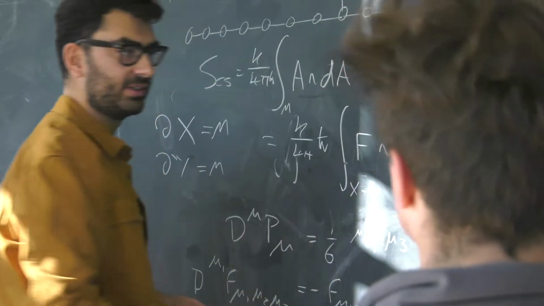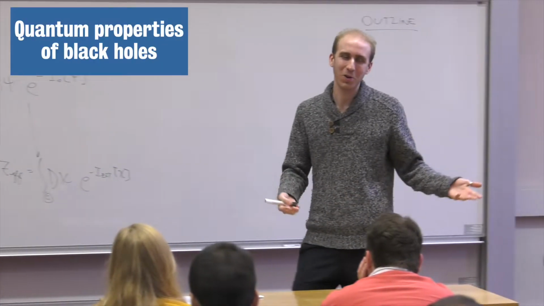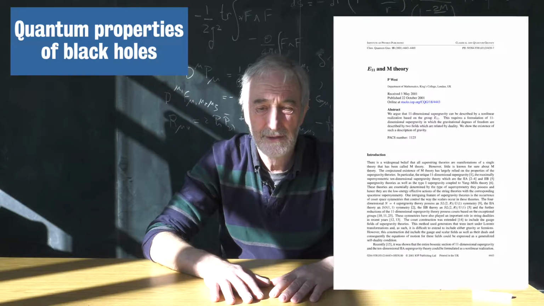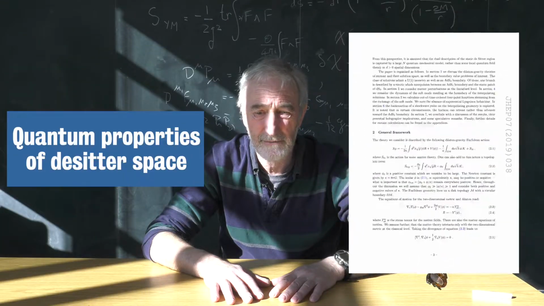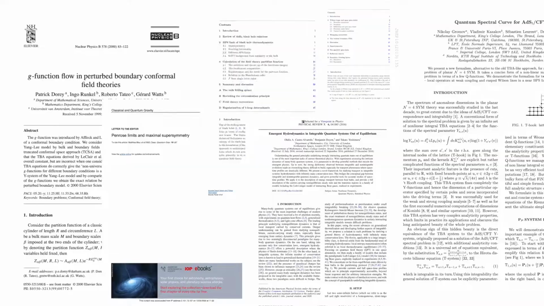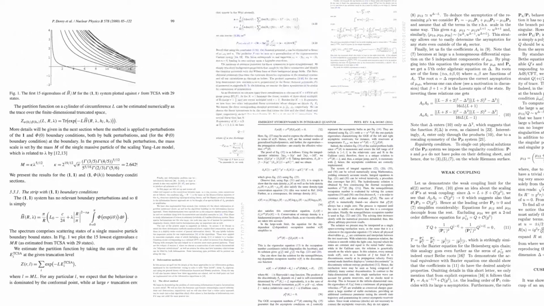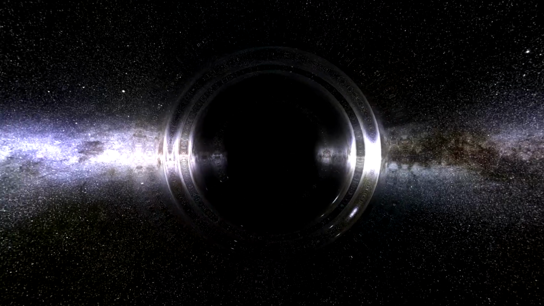Today, the theory group has 11 permanent members who are all world experts in their field. Their interests lie across supersymmetry and string theory. They include the quantum properties of black holes, the symmetries underlying a fundamental theory of strings and branes, the quantum properties of de Sitter space, the quest to find exact quantities in quantum field theories, and many other subjects. The aim of the group is to discover things that lead to long-term change in theoretical physics rather than chasing short-term fashions.